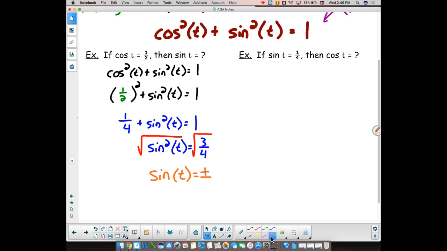Frank, you don't need a calculator. Square root of a fraction, what do you do? Square root at the top, square root at the bottom, right? So top is square root of 3. Can I simplify the square root of 3? No, so that's going to stay the square root of 3. Bottom is square root of 4, which is just 2.